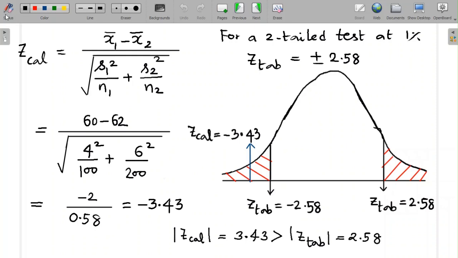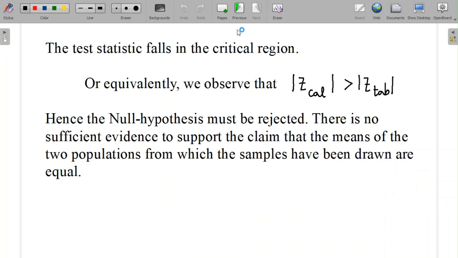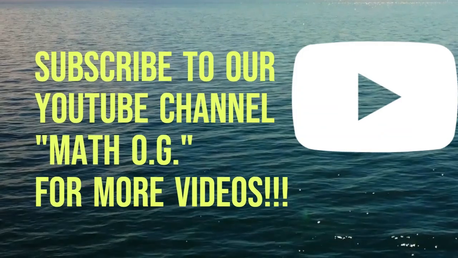Or equivalently, if you compare the absolute values, we see that Z calculated has a greater absolute value when compared with Z tabulated. So the conclusion that we make is that the statistic falls in the critical region and therefore the null hypothesis must be rejected. So there is no sufficient evidence to support the claim that the averages of the populations from which the samples have been drawn are equal. So the claim is in fact rejected.